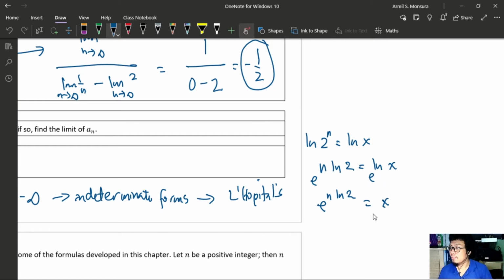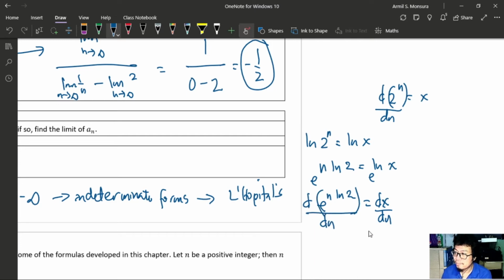Now, take note that our original expression is that 2 raised to n equals x. So if I take the derivative of this x with respect to n, I'm actually taking the derivative of this with respect to n. So that's what we're going to do. We will also take the derivative of this with respect to n.